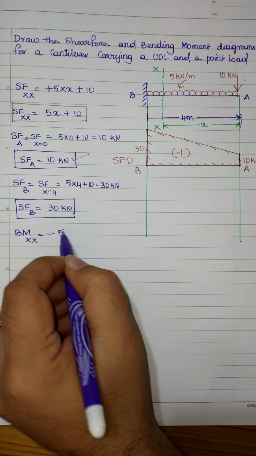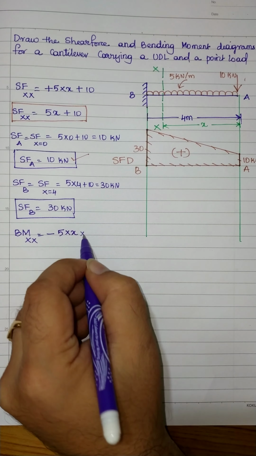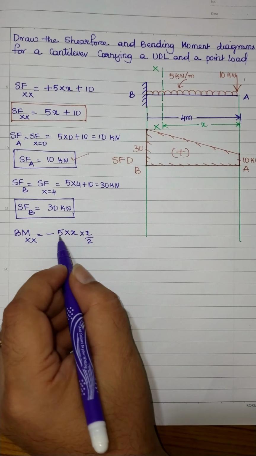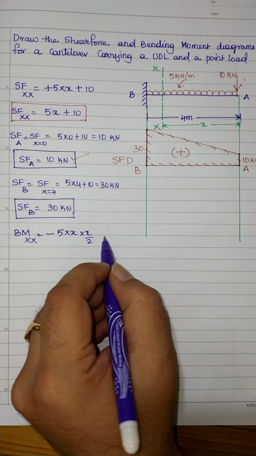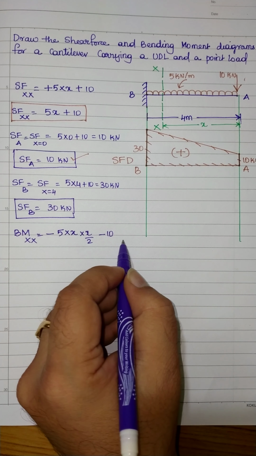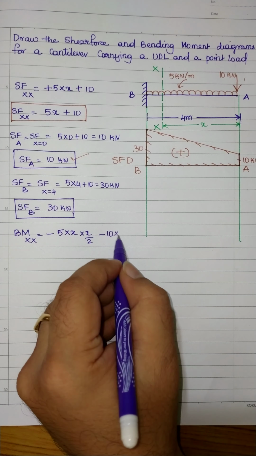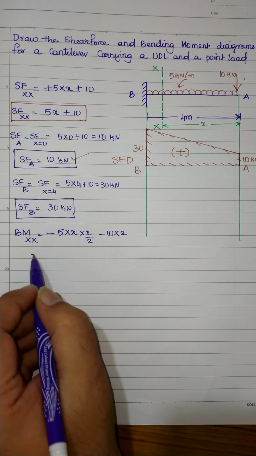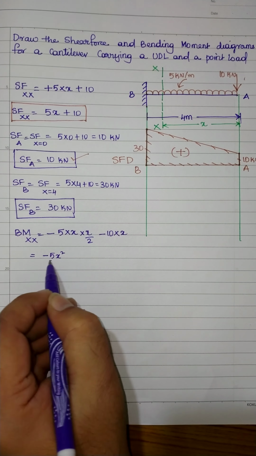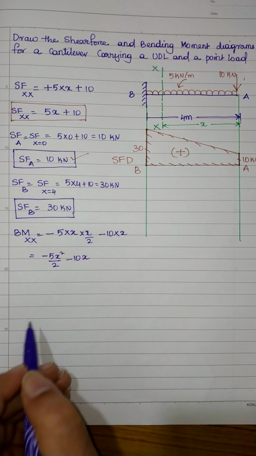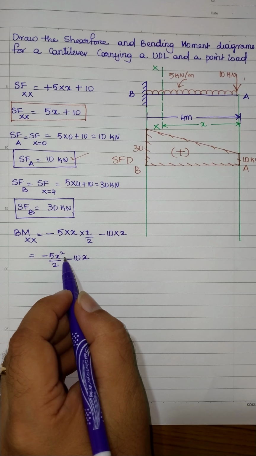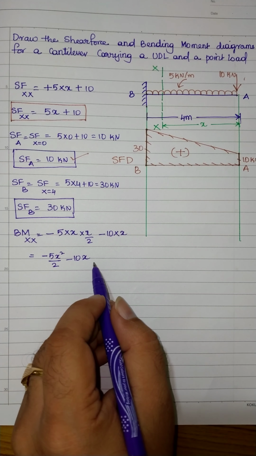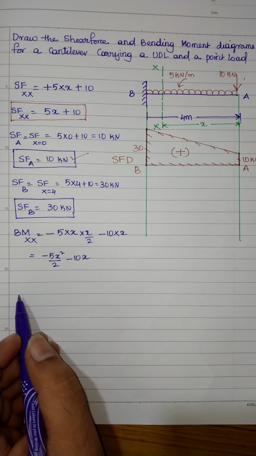So minus 5 multiplied by x is the load, multiplied by x by 2 is the perpendicular distance. Load multiplied by perpendicular distance. And next 10 kN: 10 kN is the load multiplied by x, the perpendicular distance up to section X-X. So we have the bending moment equation, that is minus 5x square divided by 2 minus 10 times x. Here you can clearly see we have a quadratic equation, to the power 2. So the variation of the bending moment curve will be parabolic.